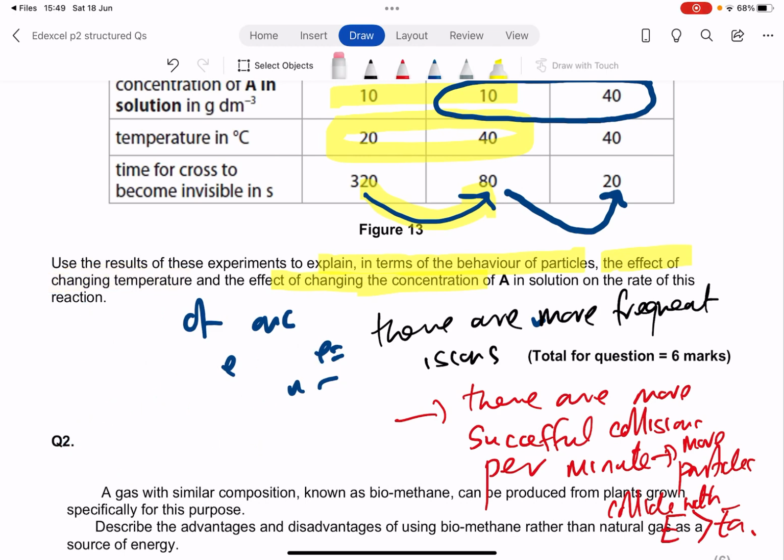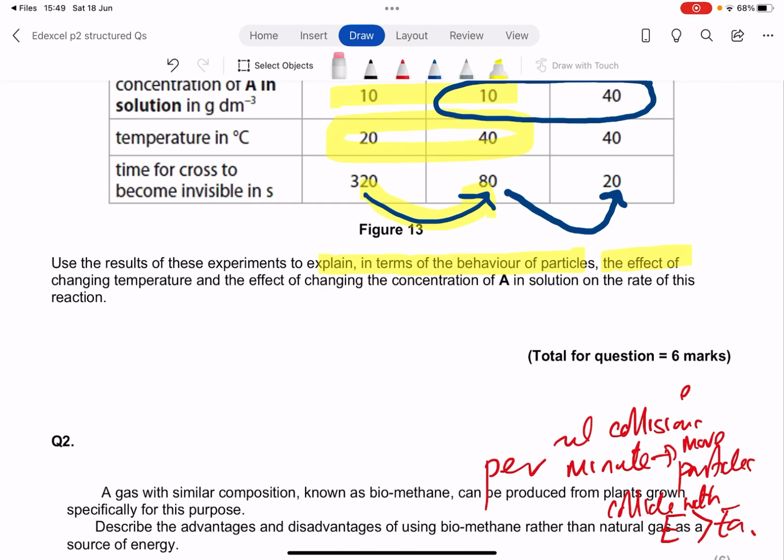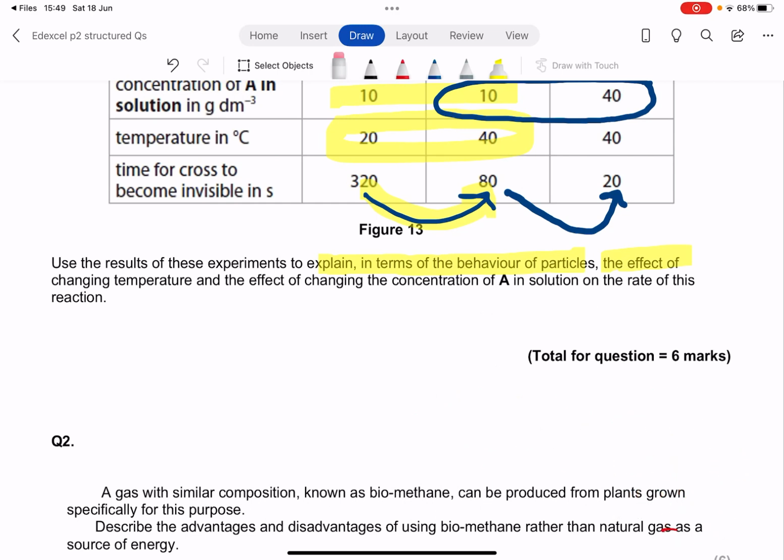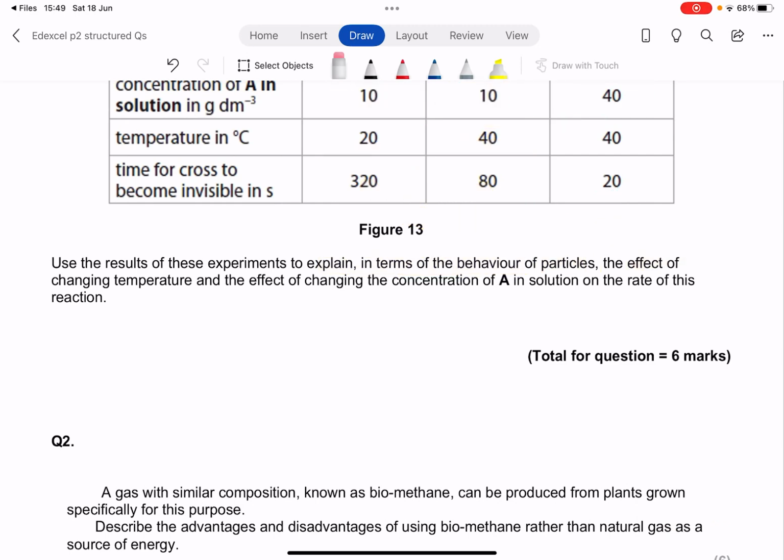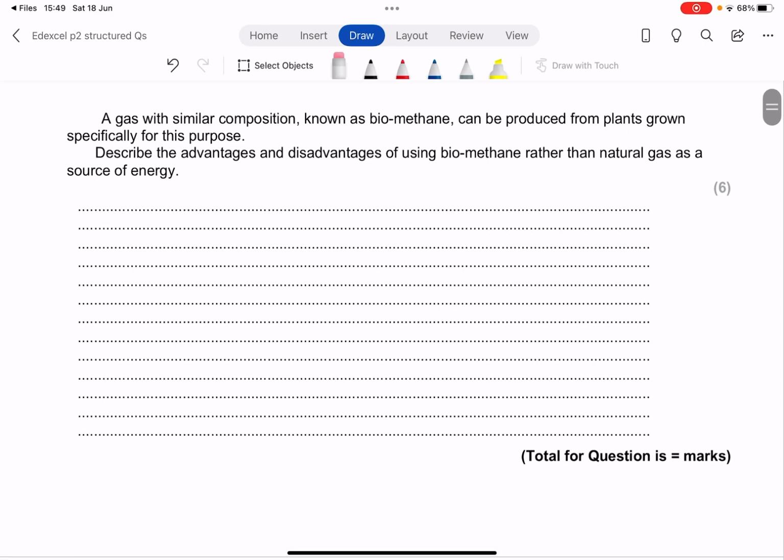Next, pause this video at your convenience. I've got a selection of questions here. I don't intend to go through all of these questions. There's a question here which says describe the advantages and disadvantages of using biomethane rather than natural gas. So what would we do? Again, it's a 6 marker. This may or may not come up, but I think the rates one is more likely.